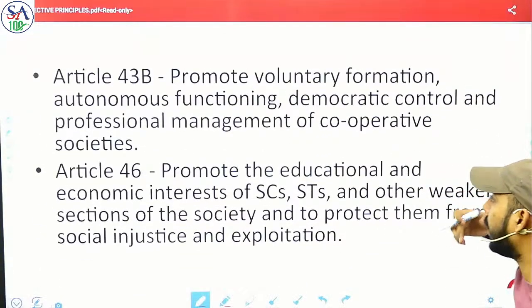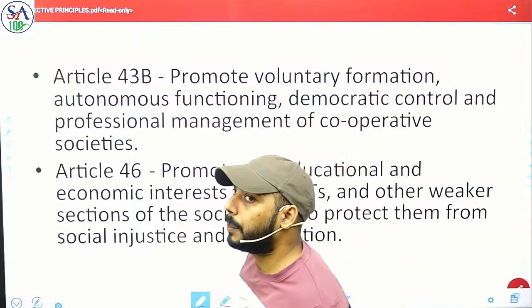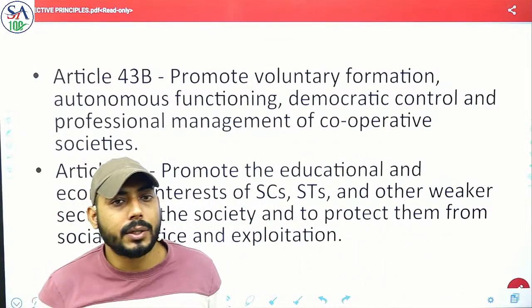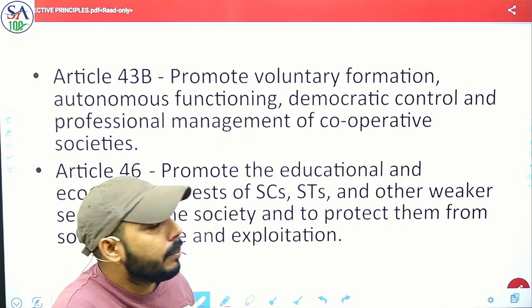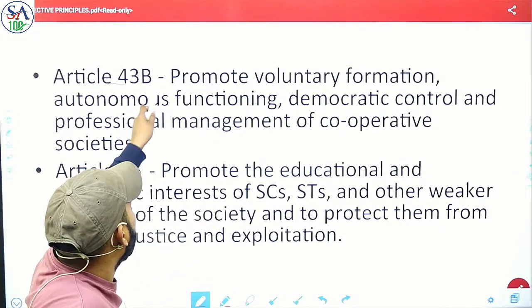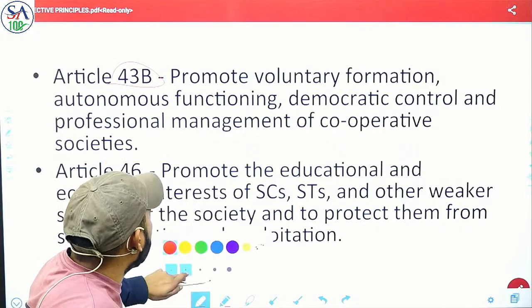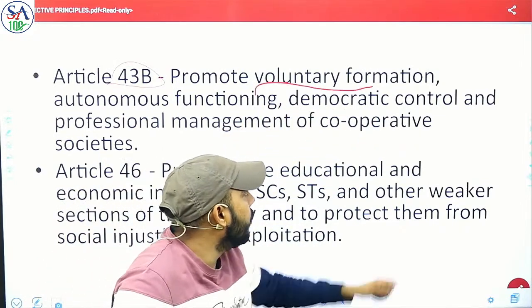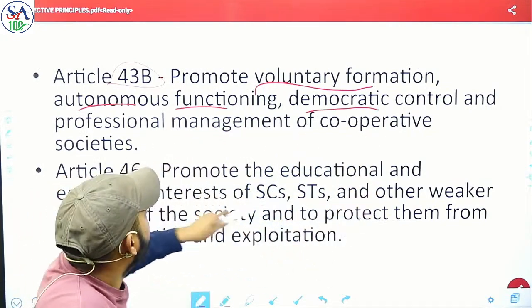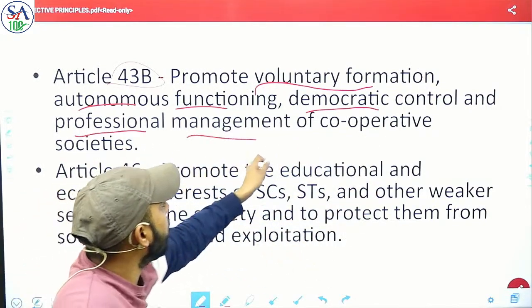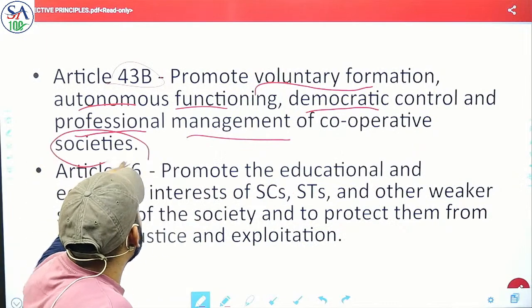Now the next article is Article 43B. It was inserted through the amendment. And it emphasizes promoting voluntary formation, autonomous functioning, democratic control, and professional management of cooperative societies.